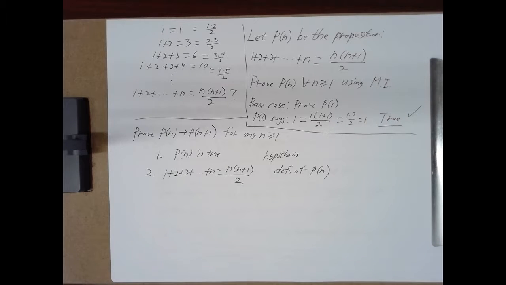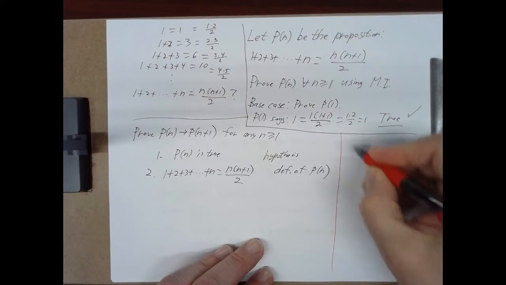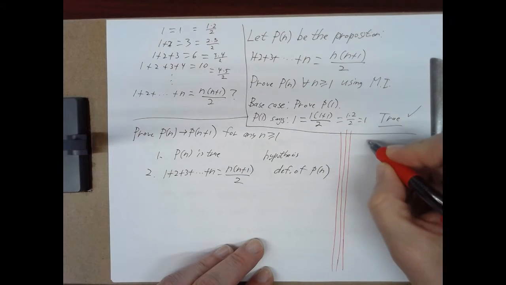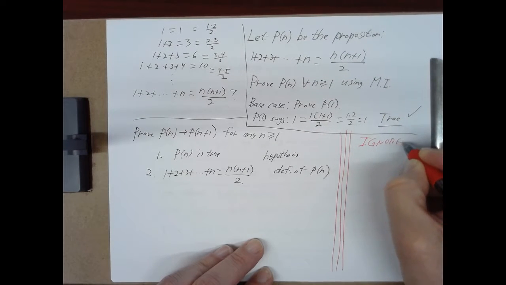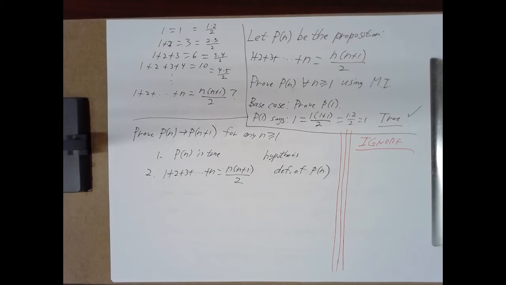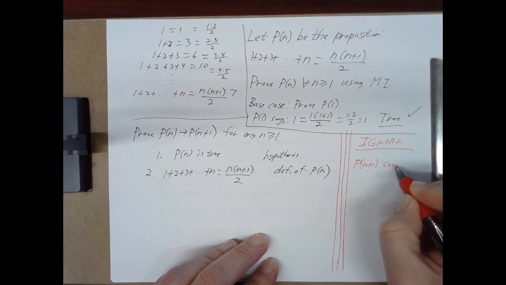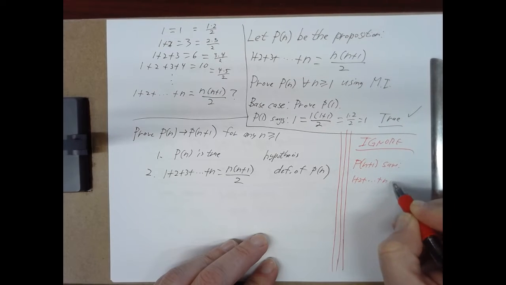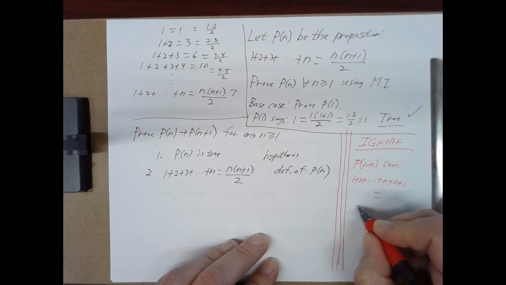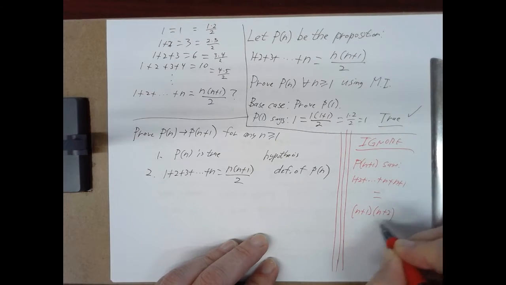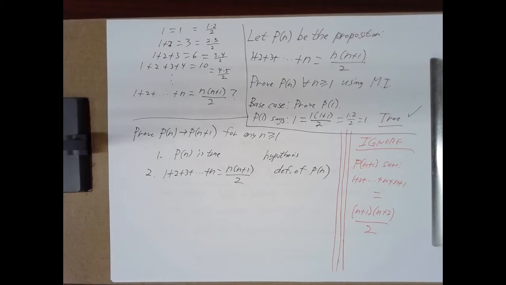Well, what I'd like to do is prove P of n plus 1. So I'm going to mark off a little section on my page, and I'm going to say ignore. To make it really clear, this is not part of my proof. And over here, I'm going to write down what P of n plus 1 says. P of n plus 1 says if I add the numbers 1 plus 2 plus 3 plus ... plus n plus 1, then I should get (n plus 1) times (n plus 2) divided by 2.